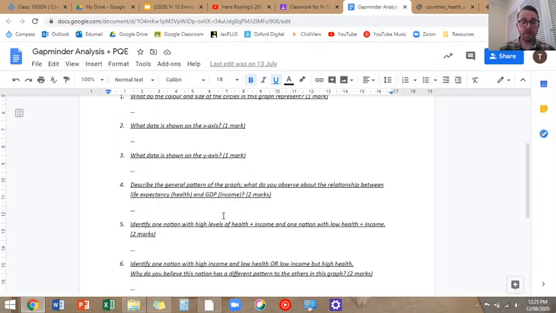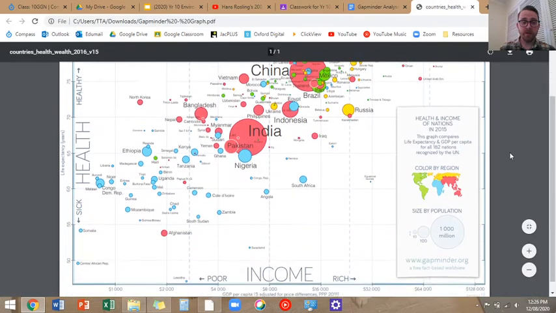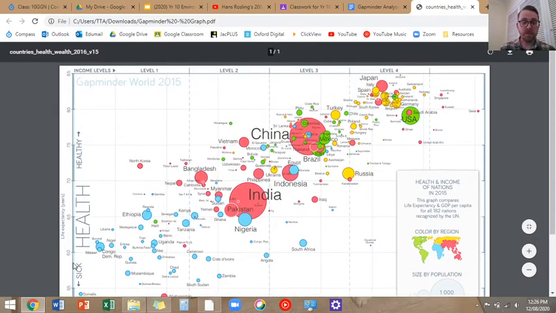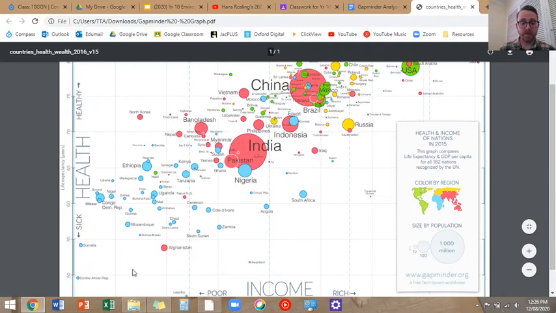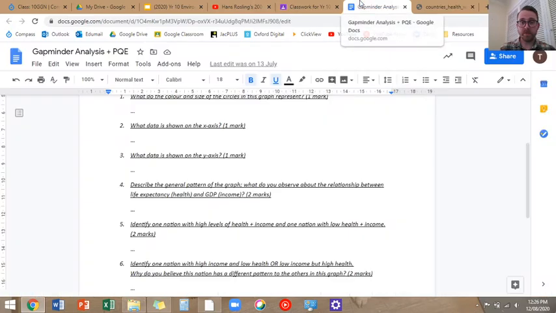Question 4, describe the general pattern of the graph. What do you observe about the relationship between life expectancy, so health, and GDP, so income? Looking at our graph, do you see a connection between how rich you are and how healthy you are? Do you see that as this number gets bigger, this number gets bigger? Is there any pattern, do you think? So describe the general pattern there, 2 marks.